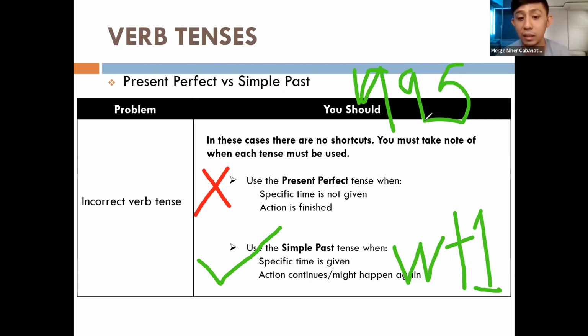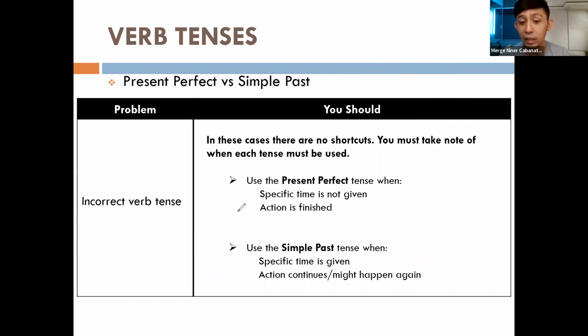I used the past tense of the possessive verb, had. So, simple past pa rin ang gagamitin ko. Yesterday, last month, 2 weeks ago, sometime in the past, di ba? 1997, 1993, 2004. So, if there is a specific time given, you will be using the simple past. Now, for present perfect, the action is finished. Pareho silang nasa past. And the specific time is not given.